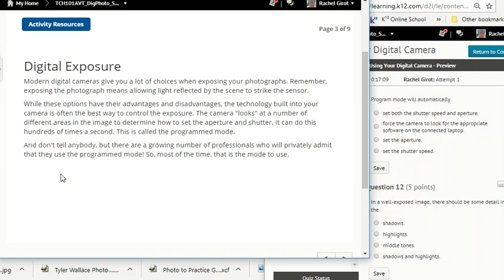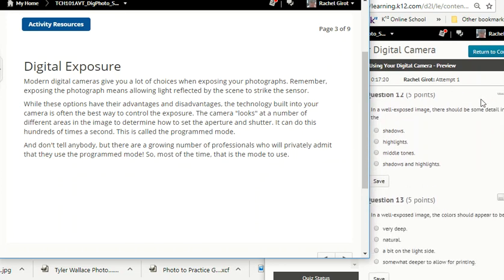Good. And don't tell anybody, but there are a growing number of professionals who will privately admit that they use the programmed mode. So most of the time, that is the mode to use. All right, let's look at the next question. In a well-exposed image, there should be some detail in the shadows, midtones, and highlights.